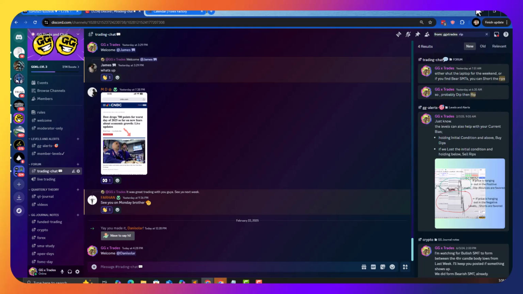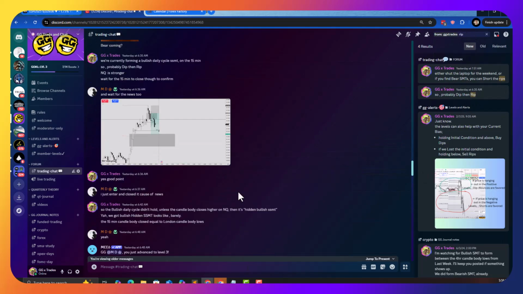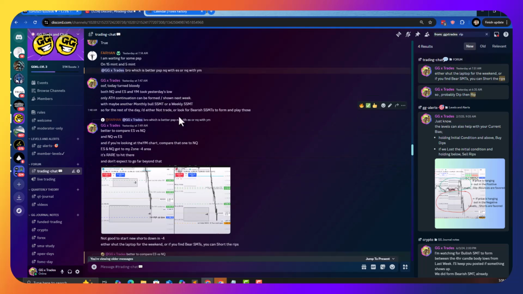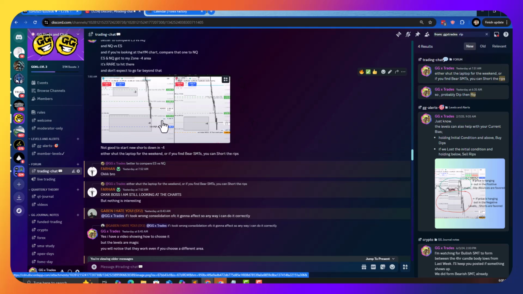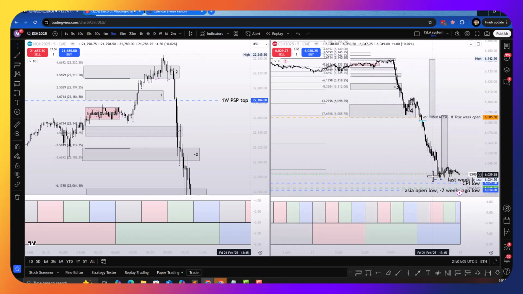I'm showing here that in my chat, I told people that they should either shut the laptop because it got to -4 or short the rips, look for bearish entries. Because typically, if you're hanging out in the negative zones, you really want to lean bearish. You don't really want to fight the trend. Shorting rips, finding bearish entries is better than finding long entries in the negative zones.